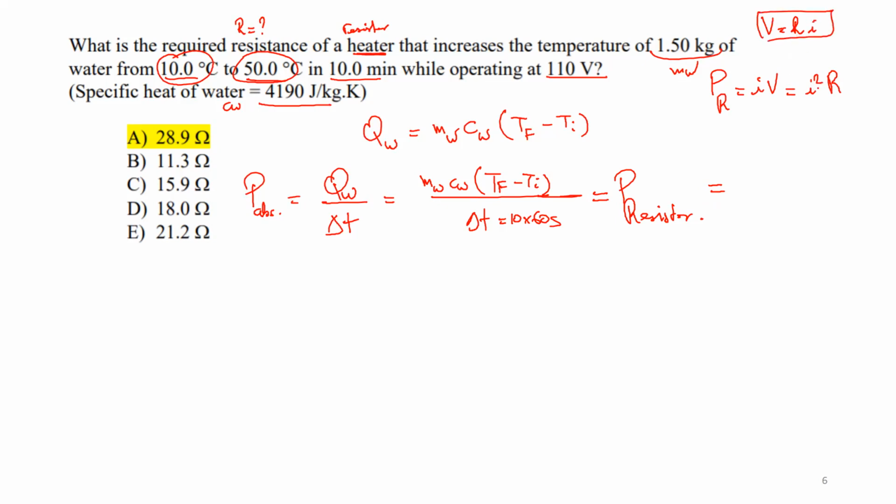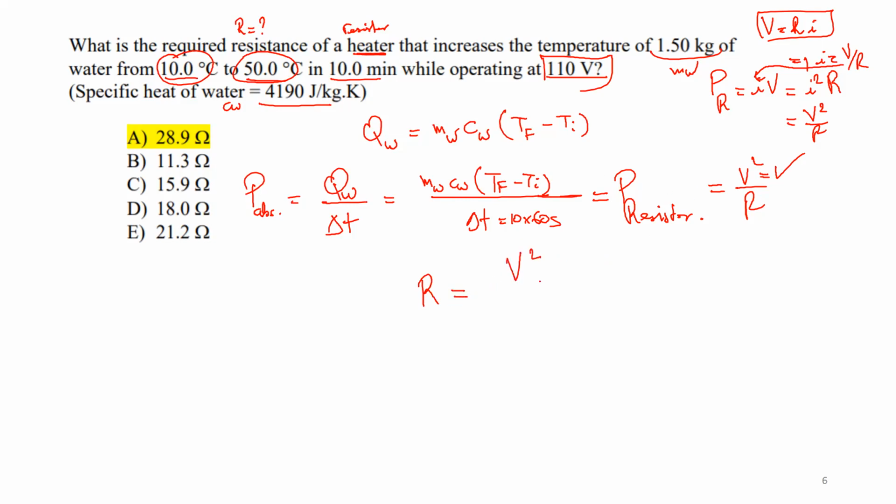You just plug it here, you have I squared R, but it's also V squared over R. Why? Because I is just V divided by R. So I can plug it here, and I have V squared over R. Here I'll be using V squared over R because I gave you V already. So the question now, I know V squared, of course. Now what's R?